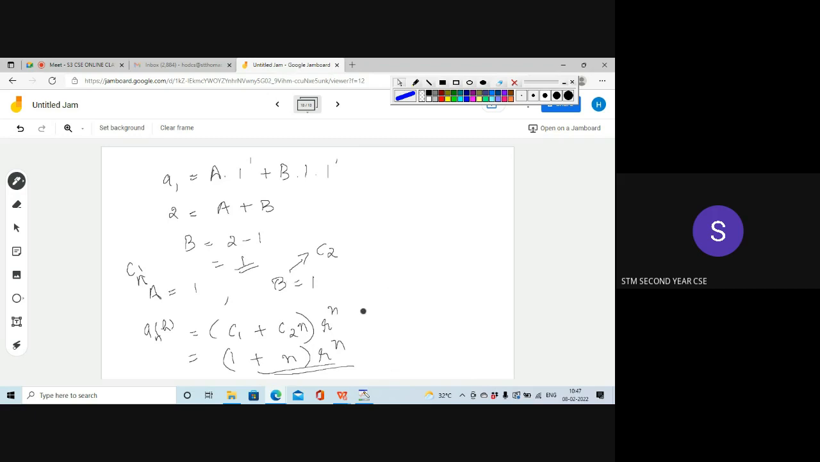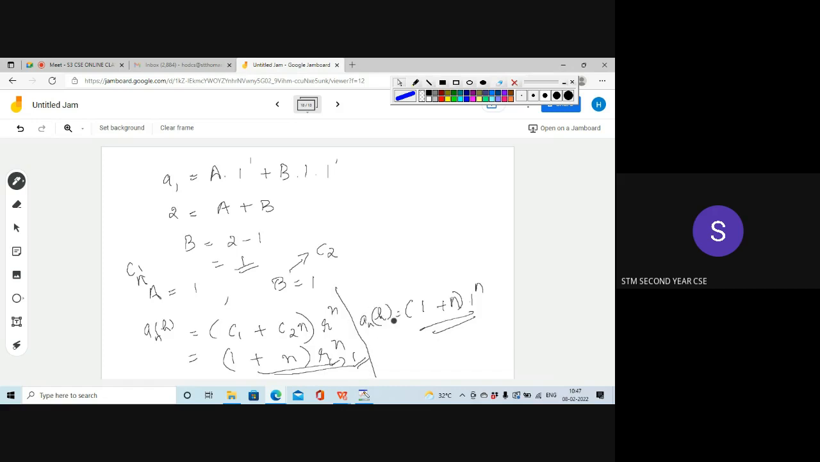So what is the value of r? We have found out the value of r also. So 1 plus 1 into n into r, and r is 1, so 1 raised to n. Instead of r, I found out the characteristic root also earlier. So this is 1 plus n into 1 raised to n. Okay. So this is our homogeneous solution.